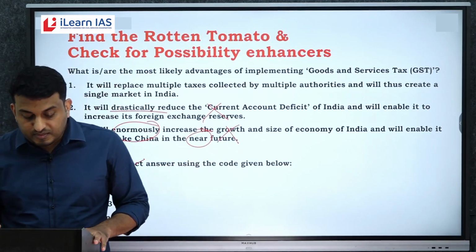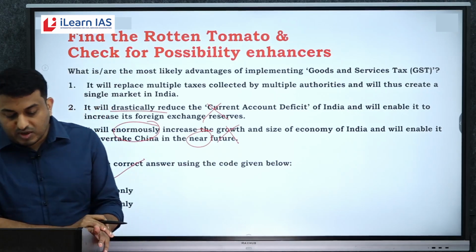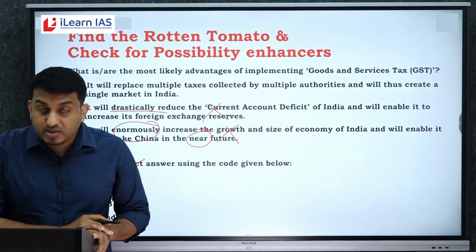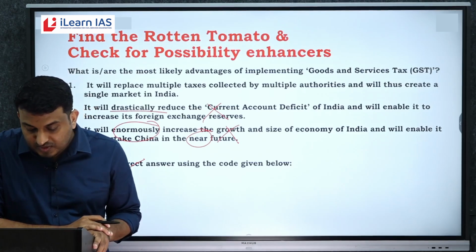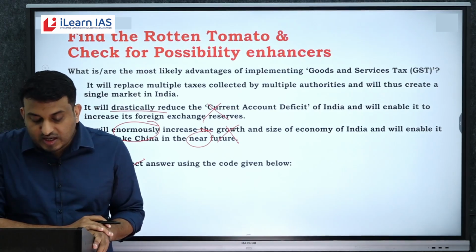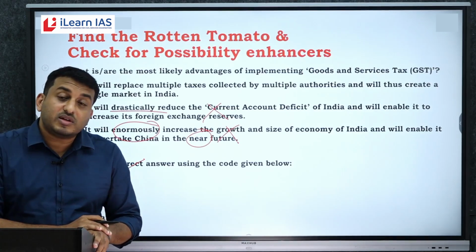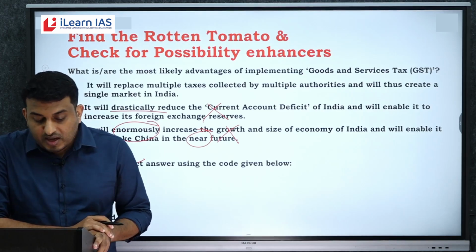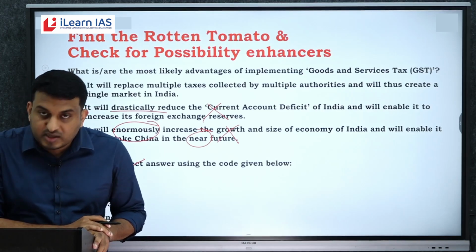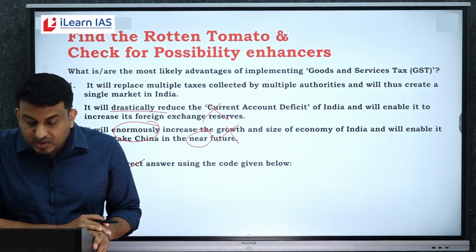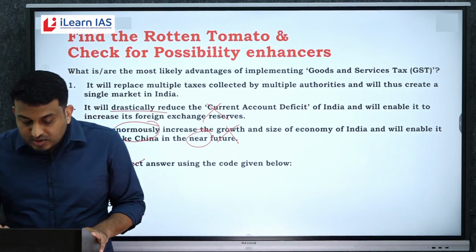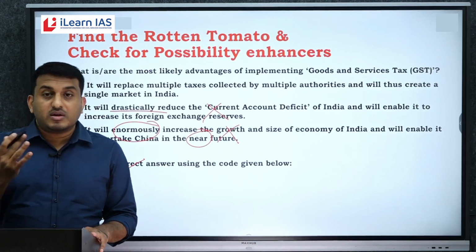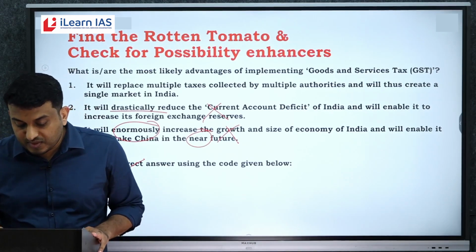Answer is A, 1 only. Statement 2 talks about drastically reduce. Statement 3 talks about enormously increase. Getting it? If I talk about GST, GST is an internal tax system, and current account deficit is related to foreign trade. So there is no direct correlation between them. So you can't say drastically increase or drastically decrease.